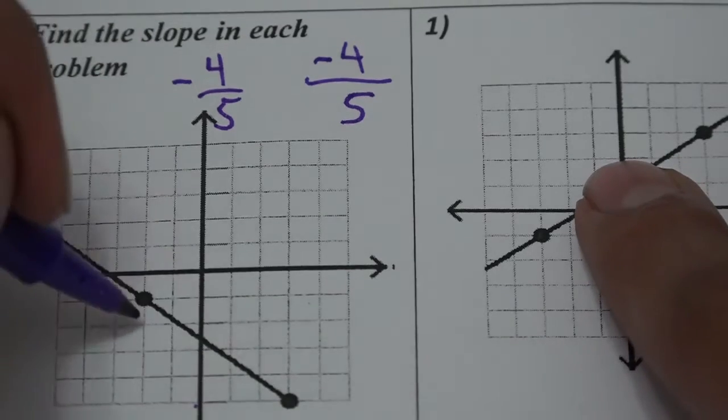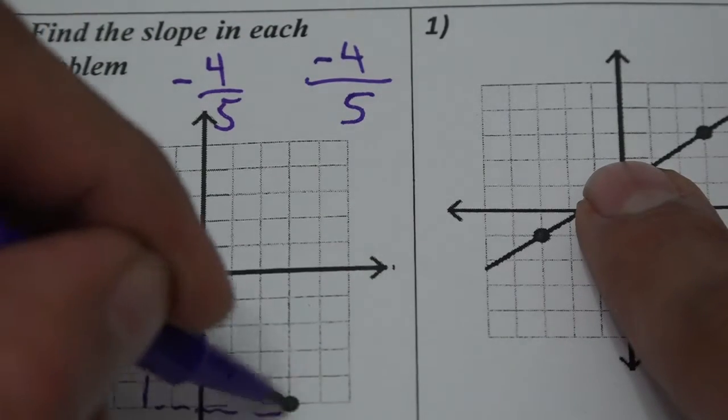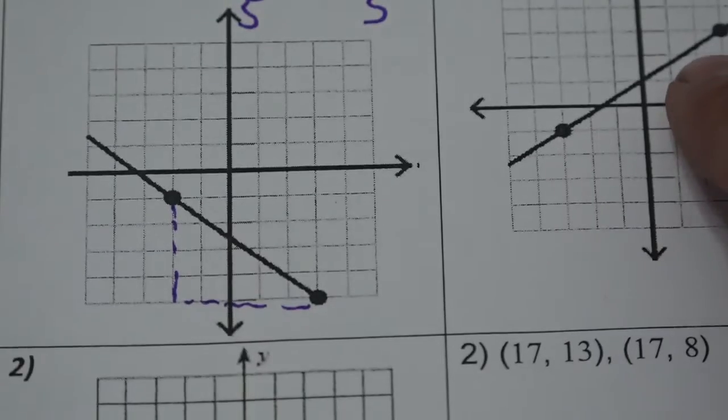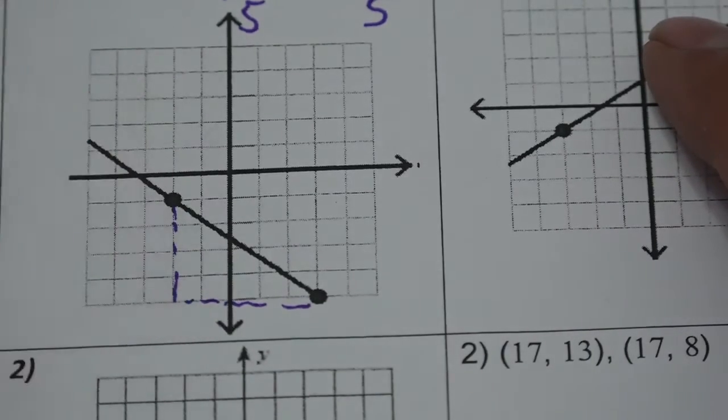That's your slope. And later on you'll see that this also forms a right triangle.